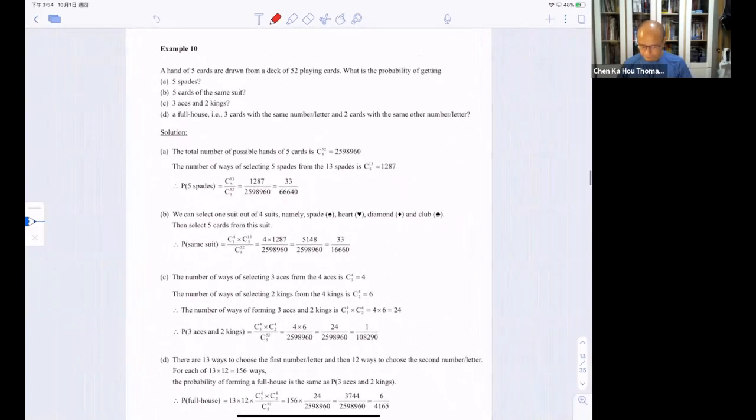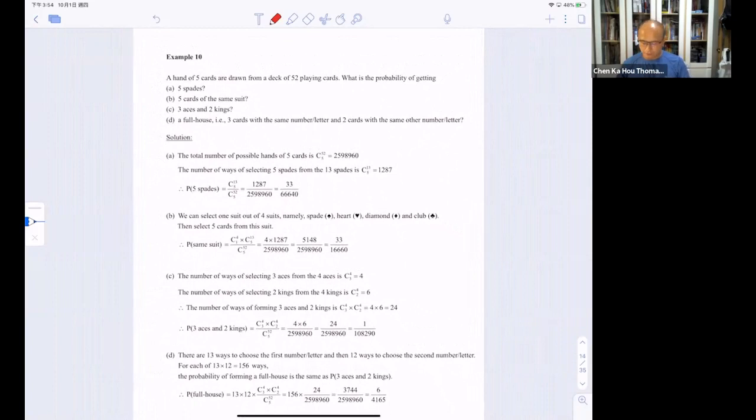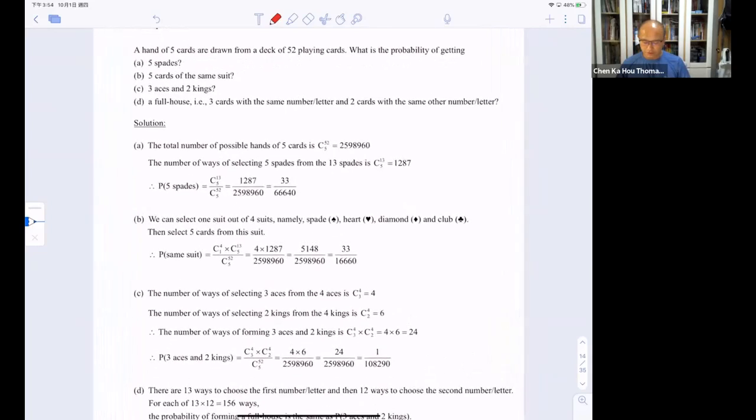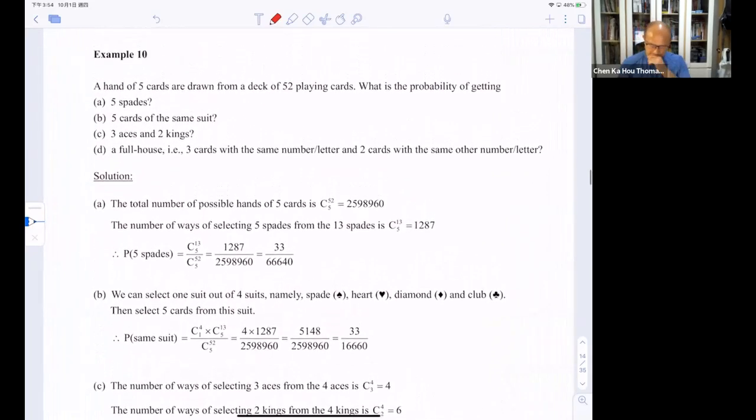Then, student, I give you 1 or 2 minutes. Please read this example, an example of drawing objects from cards.